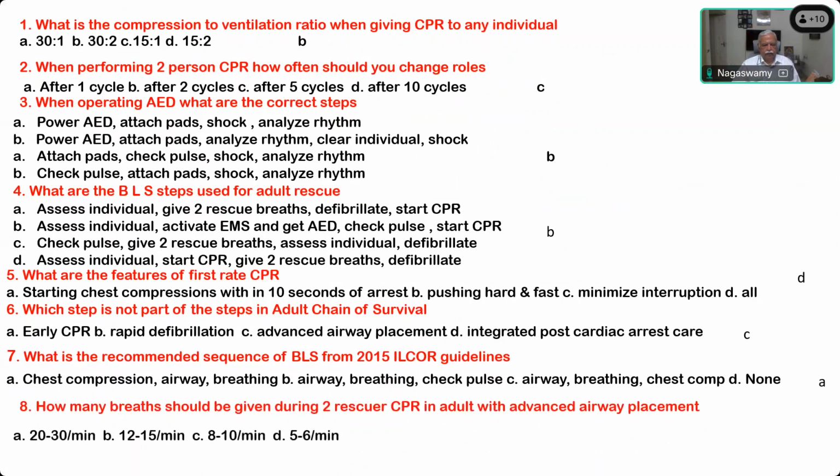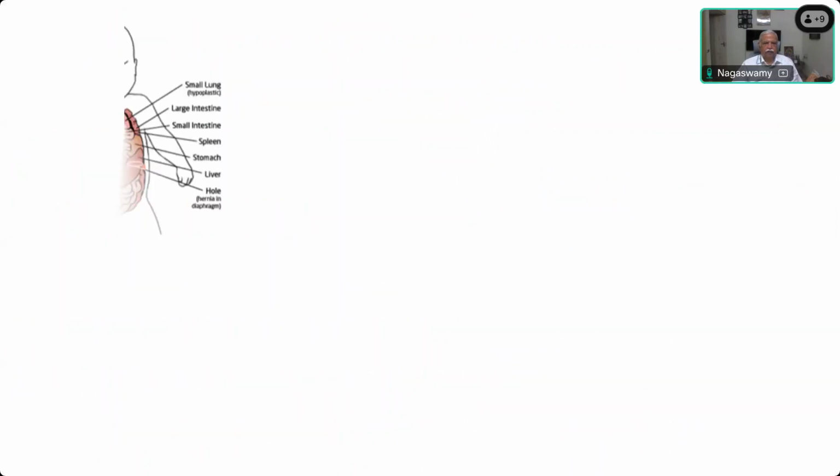Options are 20 to 30, 12 to 15, 8 to 10, and 5 to 6. The patient already has an endotracheal tube, and you are bagging with the Ambu bag. 8 to 10, okay? Because if you hyperventilate, you will not allow CO2 accumulation to stimulate respiration. And if you hypoventilate, hypercarbia will occur. So they have found 8 to 10 is the ideal number of breaths.